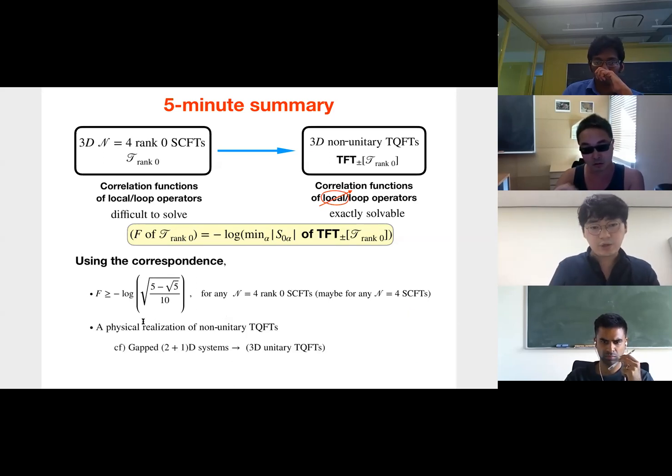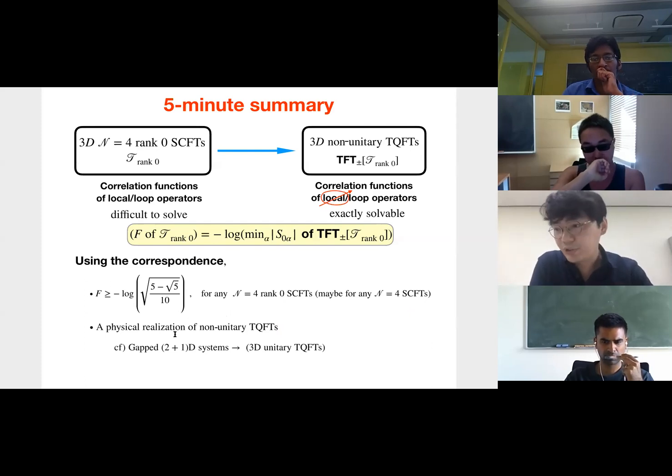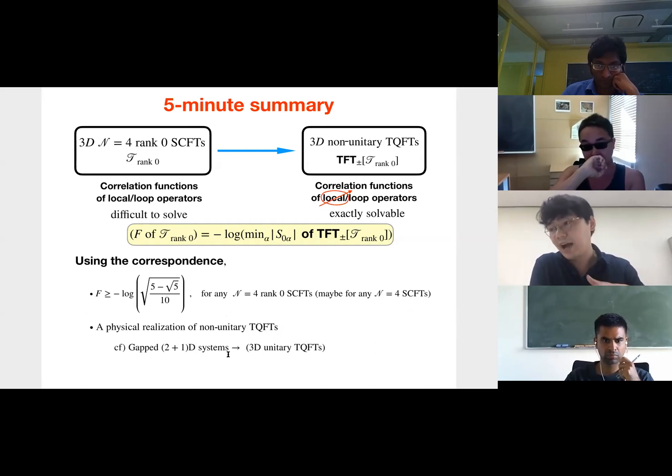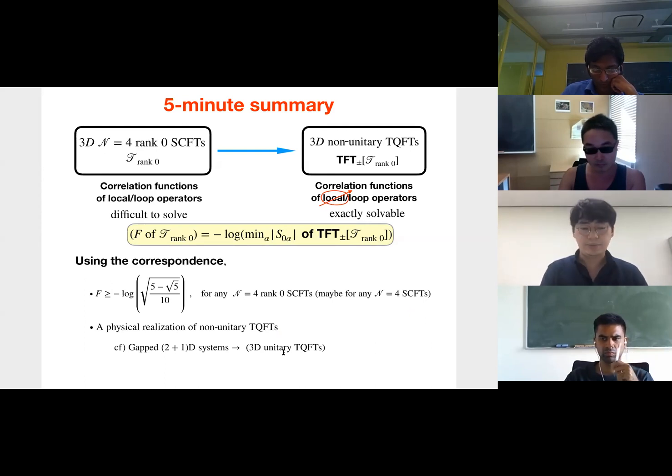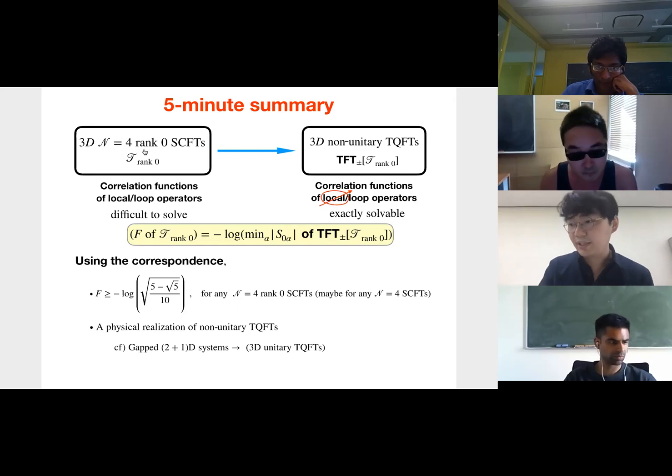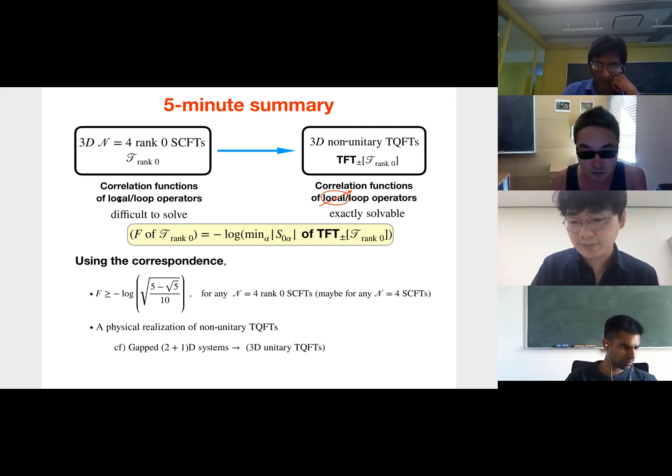In this correspondence, we also give a physical realization of three-dimensional non-unitary topological field theories. For unitary topological field theories, it is very well known that a gapped (2+1)-dimensional condensed matter system at the IR limit is described by a unitary TQFT. But for non-unitary TQFTs, although we know that such a mathematical structure exists, there is no intuitive physical realization, and this correspondence gives us a concrete physical realization of non-unitary TQFT. That's the end of my summary. Let me start my main talk.